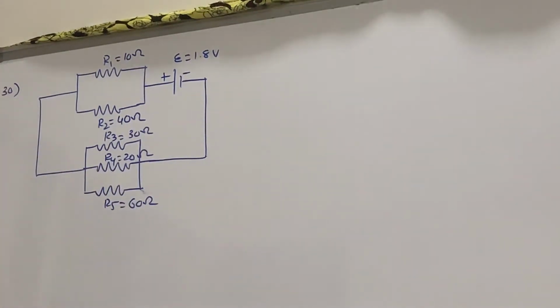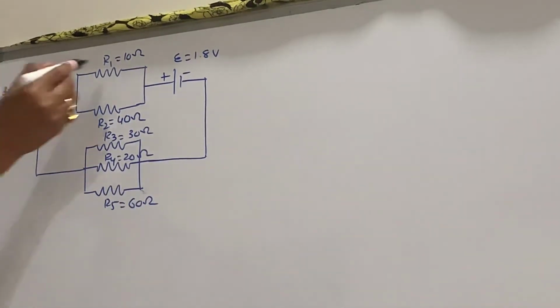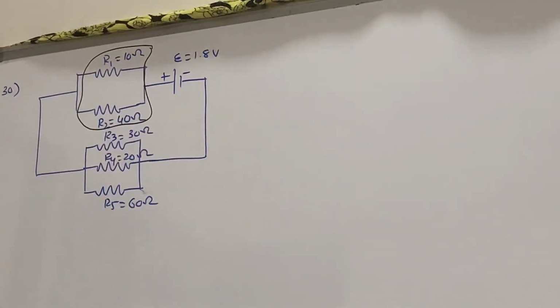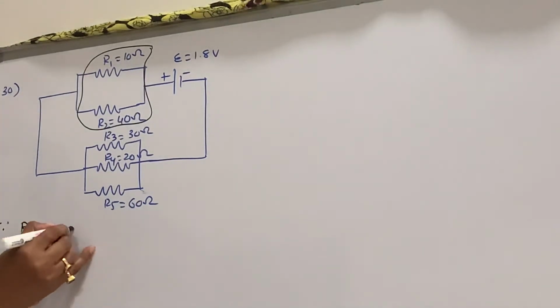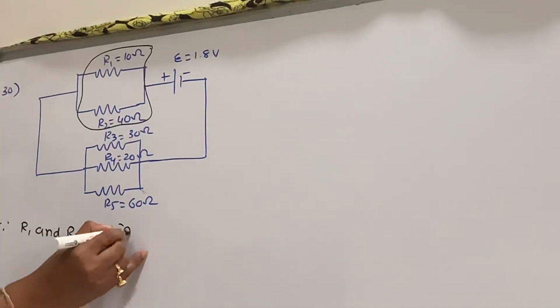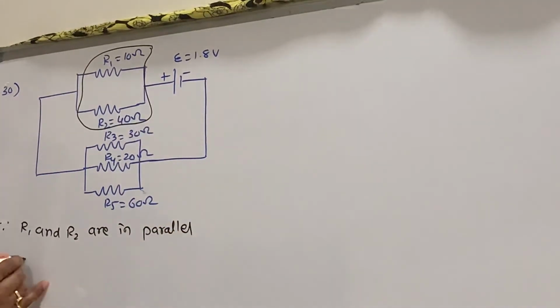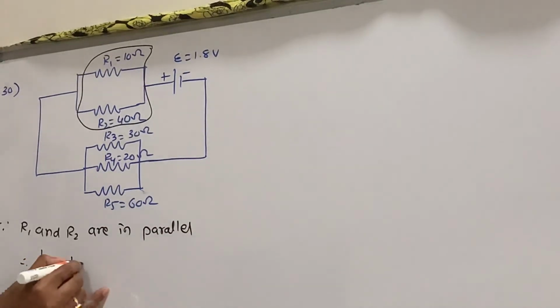So first of all, your R1 and R2 are in parallel. So we write here, since R1 and R2 are in parallel, I can write 1 by RP1 is 1 by 10 plus 1 by 40. If you solve this, this comes out to be RP1 is equal to 8 ohm.